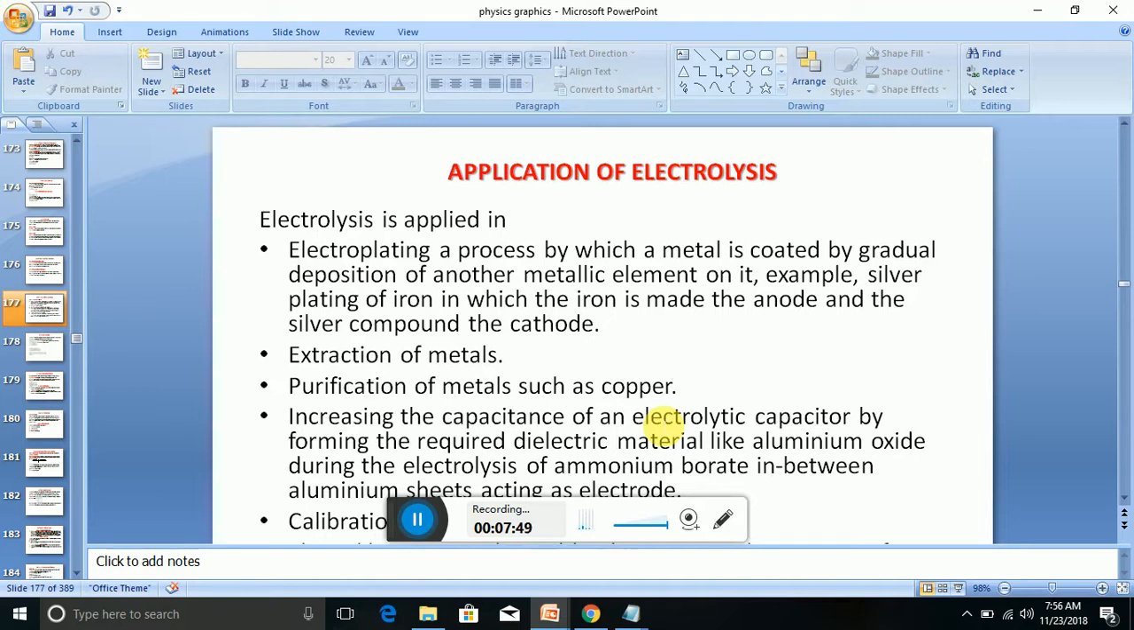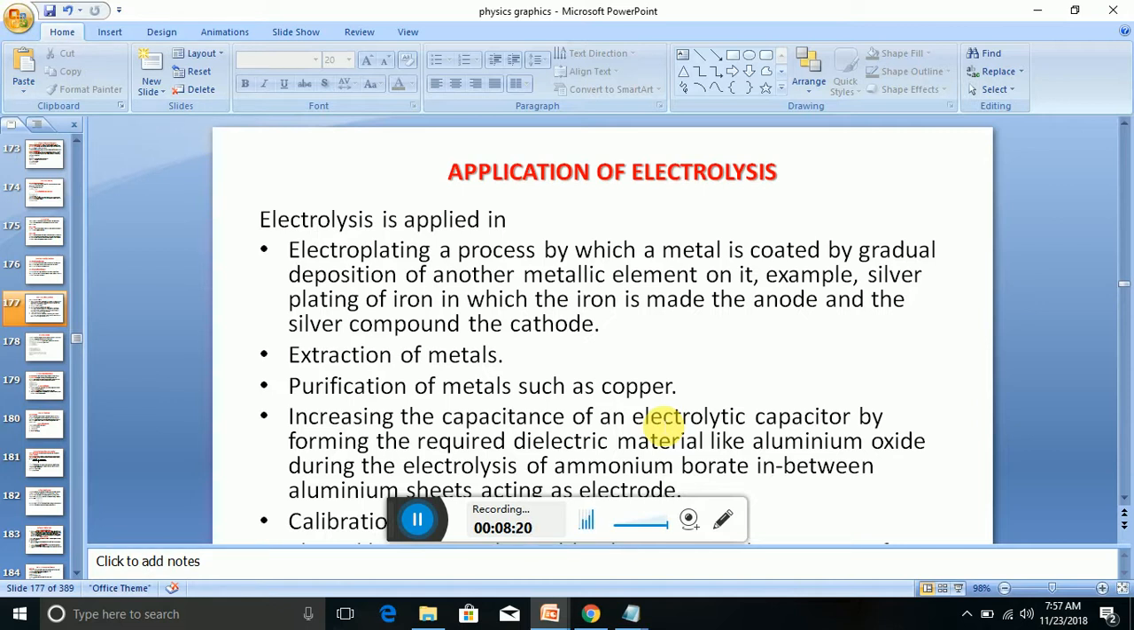So electroplating is simply a process by which a metal is coated by gradual deposition of another metallic element on it. An example is coating iron with silver, where the iron is at the anode and the silver is at the cathode. That's the arrangement that you make in the electrolysis setup, so that the silver can be coated on top of the iron. Number two use of electrolysis is in extraction of metals.